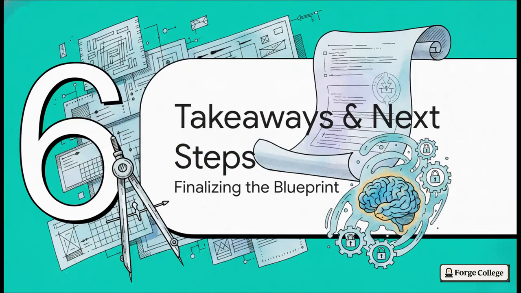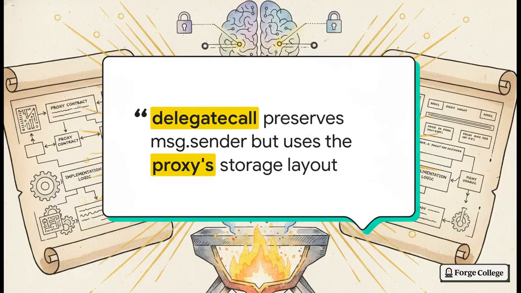Finally, Section 6, Takeaways and Next Steps. Let's finalize this blueprint. As we roll up today's schematics, there is one golden rule you absolutely must carry forward as you continue learning within the Solidity and Ethereum Quests track. Execution context matters. Delegate call preserves the message sender, but uses the proxy's storage layout. The crucial takeaway is this: attaching the implementation ABI to the proxy address is the absolute only way to get meaningful interactions. Burn this into your engineering brain.